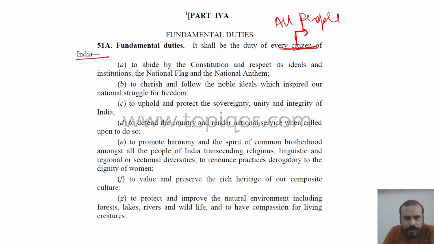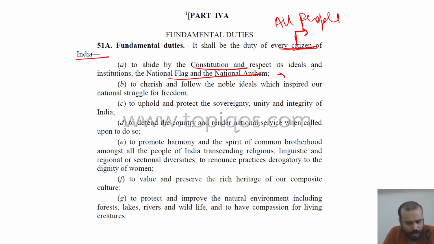So what is the first duty? To abide by the Constitution and respect its ideals and institutions, the national flag and the national anthem. Yes, we can do that. How do you respect the national flag? Okay, the flag code is there.